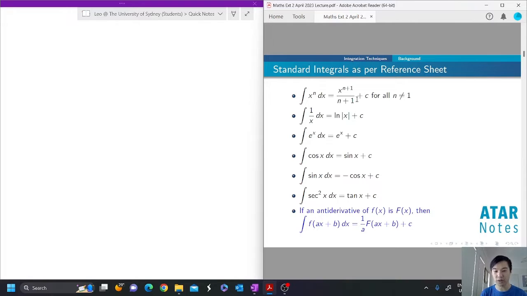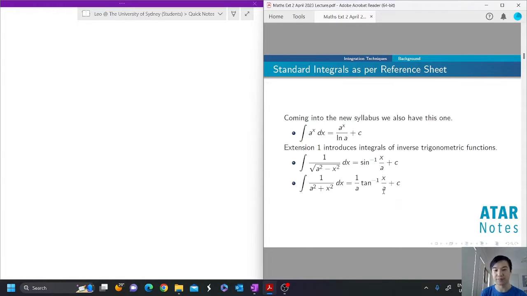So you know the power rule from Maths Advanced. You learned how the integral of 1 over x is the natural logarithm, ln absolute value of x. You learned how to integrate exponential and also trigonometric results. And in the new syllabus, they sort of explicitly flag integrating a to the half x, which is just going to be a to the half x over ln a. In Extension 1, you learn these results that give you inverse trigonometric results.